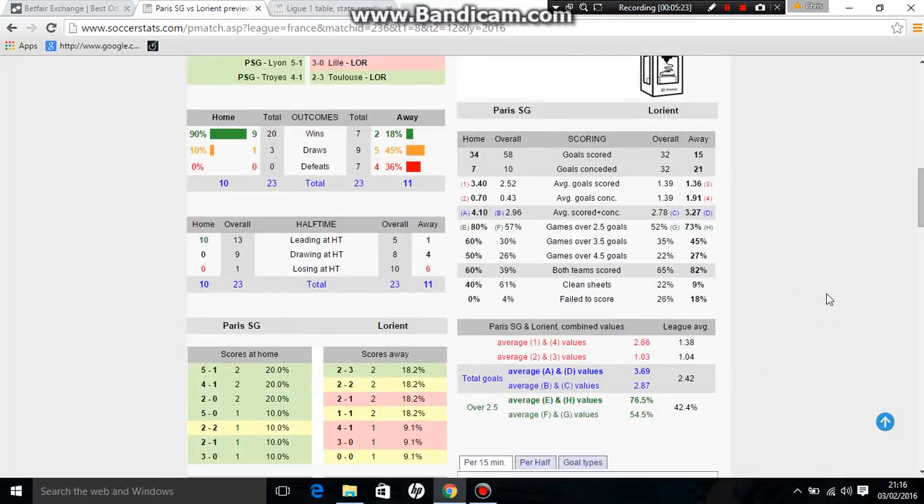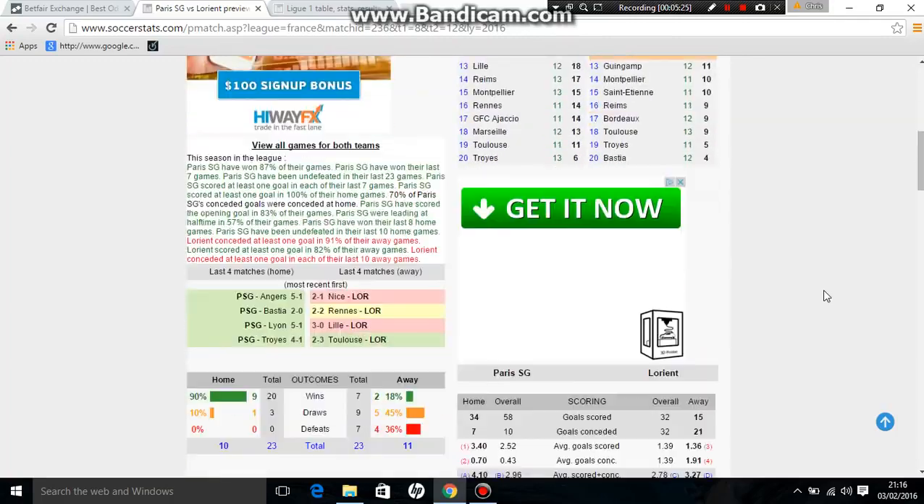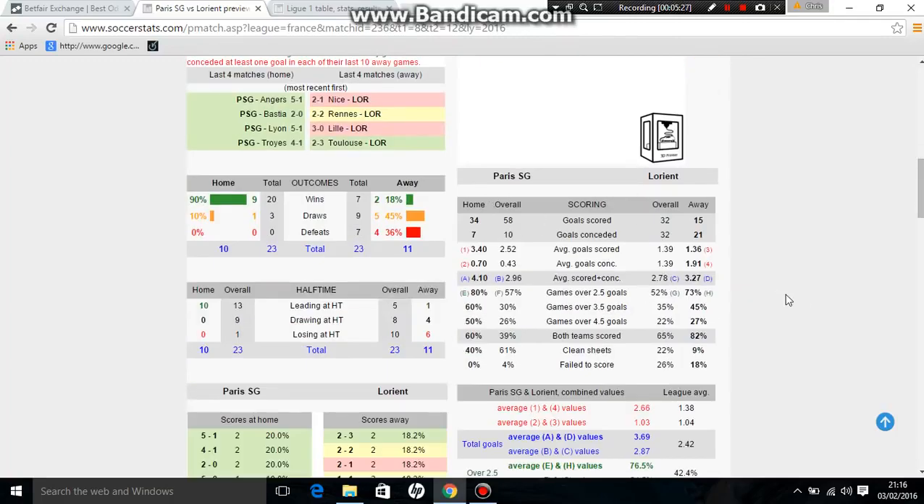We go down to here. As soon as you put that, you want to scroll all the way down to here. And it will show you Paris Saint-Germain, home, average goals scored at home, 3.4, which is a fantastic rate. And Lorient, average goals scored away, is 1.36, which is also, it doesn't sound much, but because it's away from home, you have to remember, that is also a really good figure.